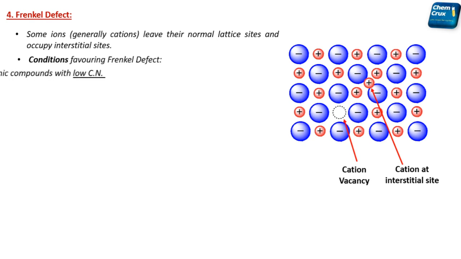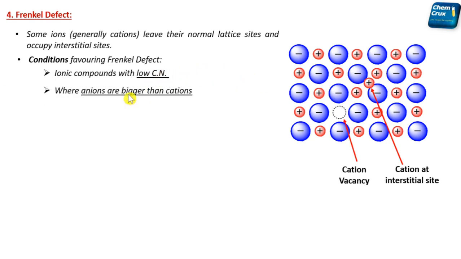Ionic compounds with low coordination number show Frenkel defect, and ionic compounds where anions are bigger than cations will show Frenkel defect. So, cations, because of the small size, can easily leave the lattice site and occupy interstitial sites, right? That's why I've said generally the cations leave their lattice sites and not the anions.